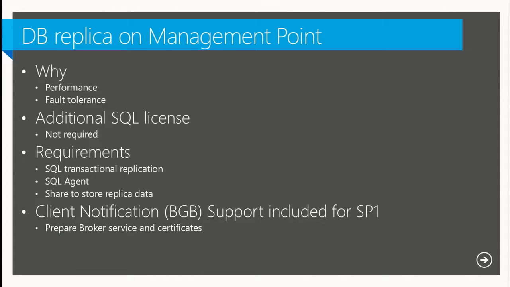Okay, so getting back to those replicas. I told you there are two important things you should know about them. They give you performance and fault tolerance. Performance means I'm taking the SQL load off of my primary and putting it onto the MP. Fault tolerance means my primary can go down, or one of the other MPs can go down, but my clients can still get policy. I told you already that you don't need a license for it. This is simple to set up. It's SQL transactional replication. You need to have the SQL agent enabled and set to auto.